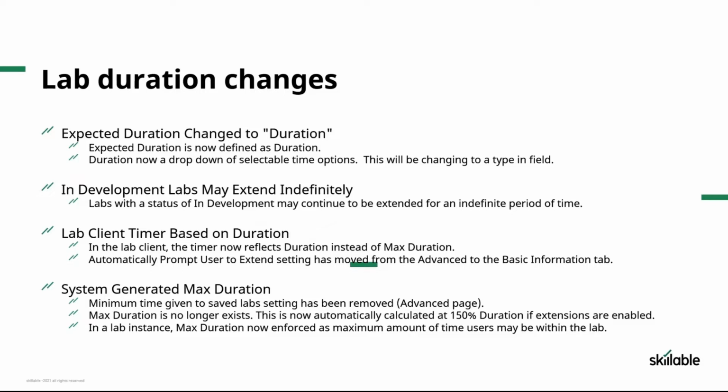So as I've mentioned a few times now, we have got this automatic system-generated maximum duration. So the key thing here is it's 150% of the time that you actually put into the duration field. So certainly I know for Kat and Eric, there was some communication with yourselves because of having lab profiles or lab instances where learners had actually exceeded the 150%.